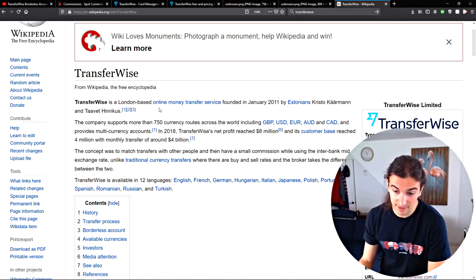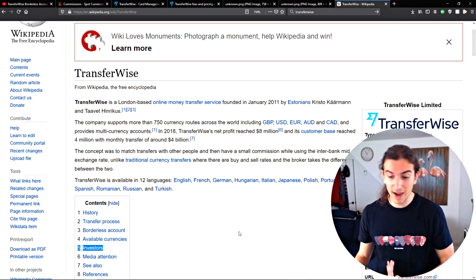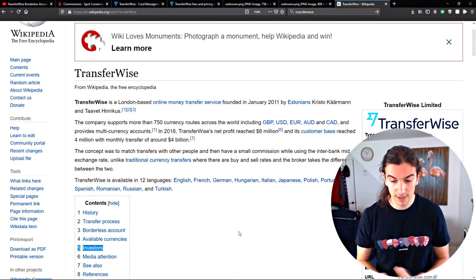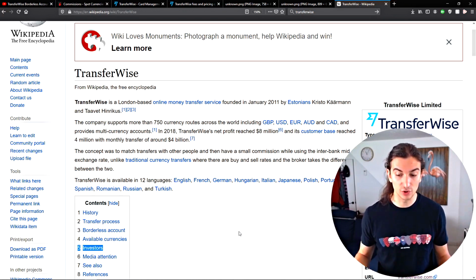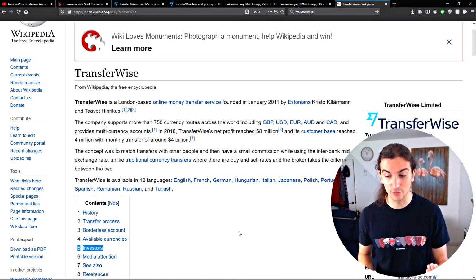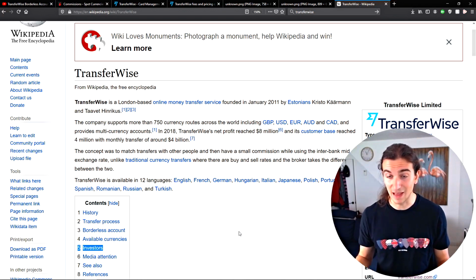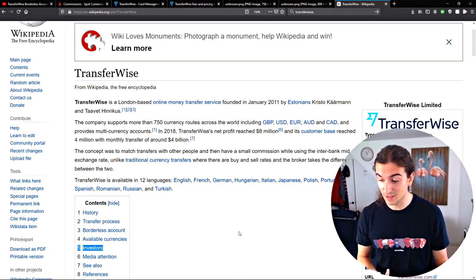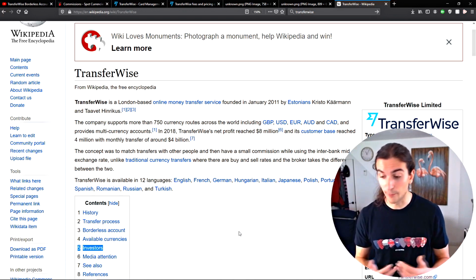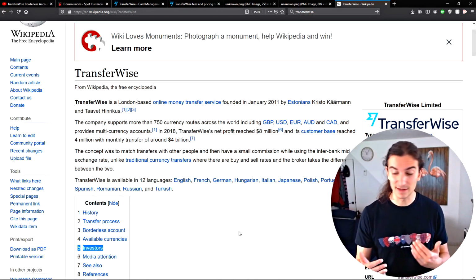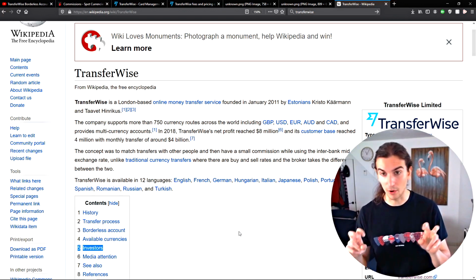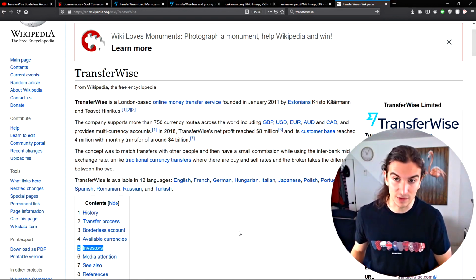TransferWise is a London-based online money transfer service, and the concept was to match transfers with other people that have a small commission while using the interbank mid-exchange rate, unlike traditional currency transfers where there are buy and sell rates and the broker takes the difference between the two. So you're probably familiar with the idea that banks and airports and basically the majority of currency brokers are profiting from the spread that is not necessarily the correct mid-market rate, and they basically make their own spreads.